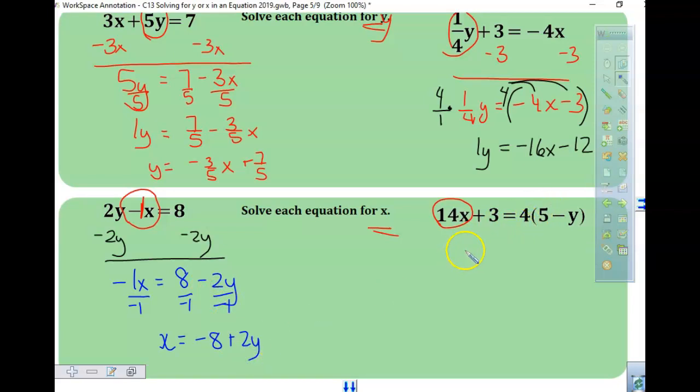As we look at this last problem, you're going to start with using the distributive property. So 14x plus 3 equals, we're going to distribute the 4 so that we get 20 minus 4y. Now, when we subtract 3 from this side of our equal sign, we're going to subtract it from the 20 because those are my like terms. So I get 14x is equal to 17 minus 4y.